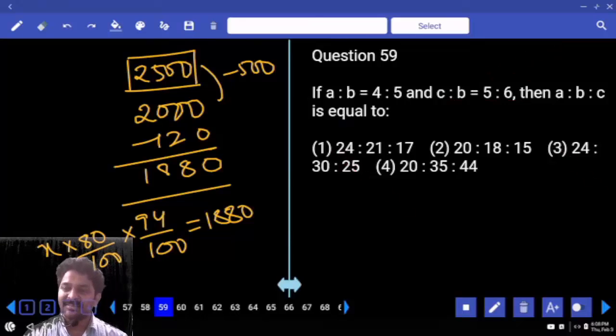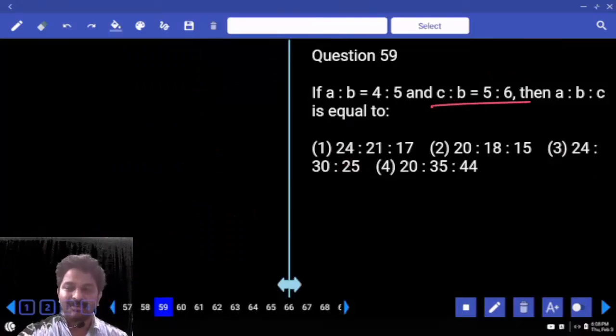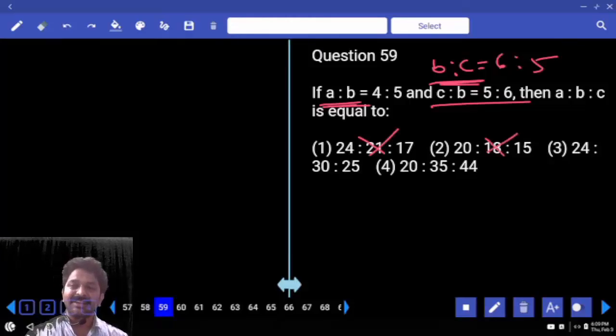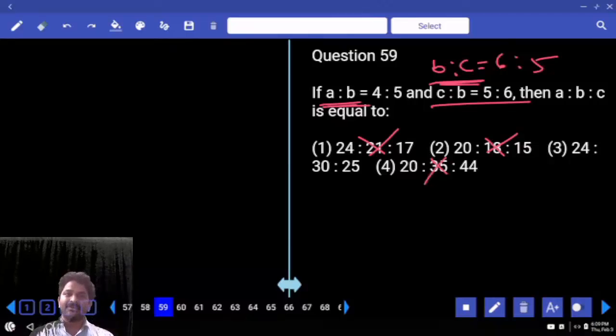Right, AB is given, C is to be given. Order, look at your order. From this you can say B is to C is equal to 6 is to 5. Which variable is common? B is common. B in the first ratio 5 parts, second ratio 6 parts, LCM 30. So B value must be either 30 or a factor of 30, correct? Is 21 a factor? Is 18 a factor? Is 30 a factor? Is 35 a factor? Third option is the final answer. We don't have to do it.